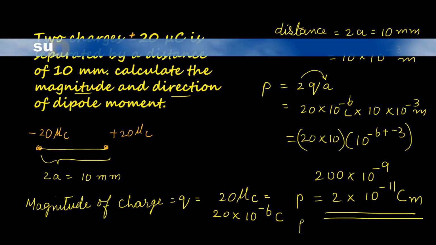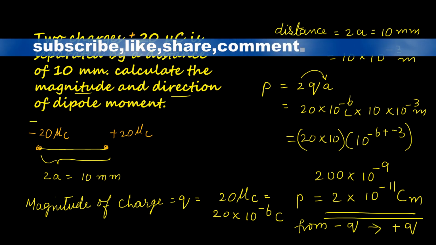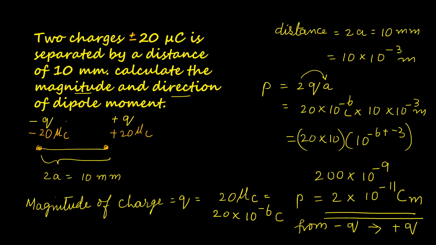Now we have to find out the direction. It is from negative Q to positive Q. We will note it in the diagram, negative Q and positive Q. So the direction of P is along this direction. The arrow shows the direction.